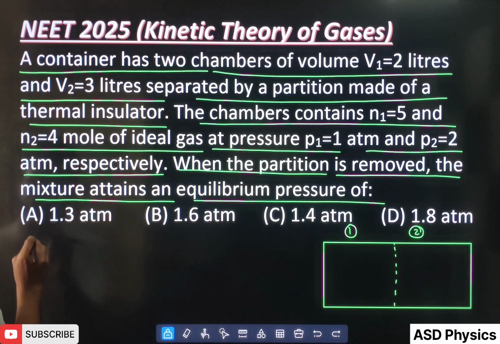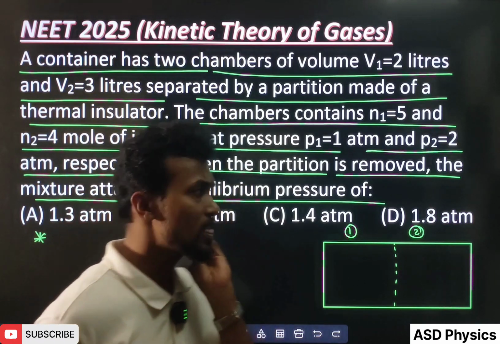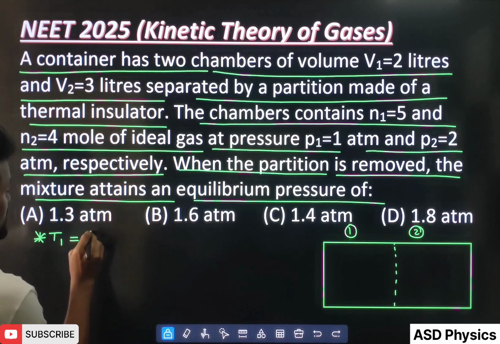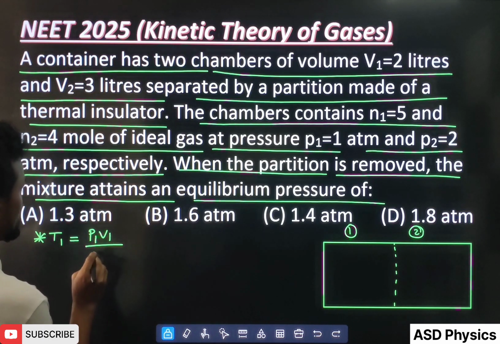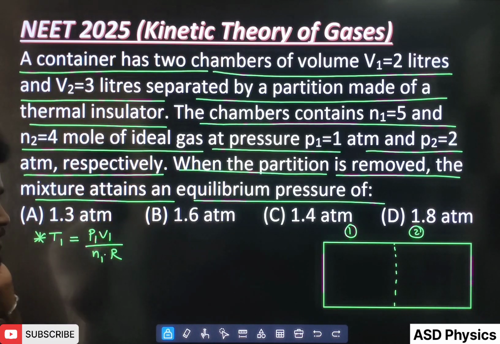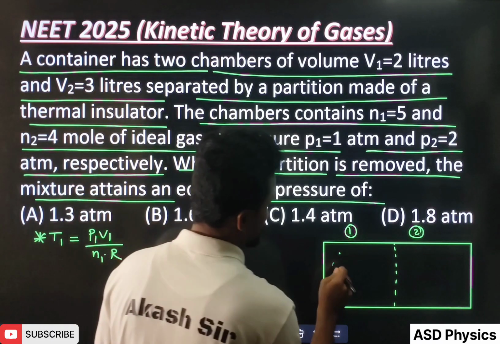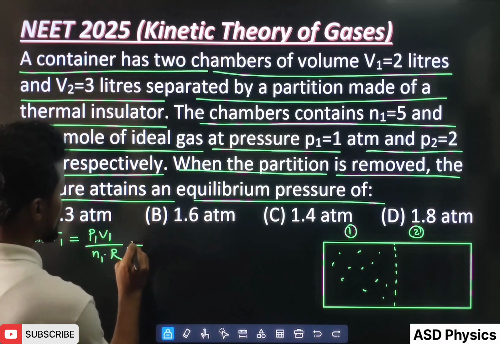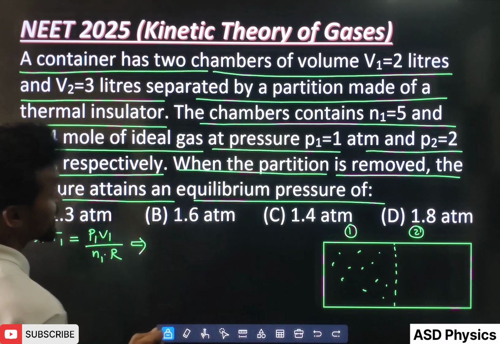Now first we are going to solve for chamber 1. For chamber 1, you know PV equal to nRT. So the temperature of chamber 1 is given by P1 V1 by N1 into R, because PV equal to nRT. This is the temperature T1 of this chamber 1. So what will come here, students? Just see, noting down the data is very, very important.